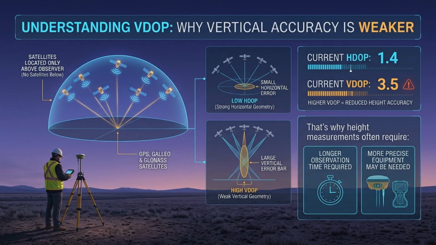Why? Because satellites are located above the observer, not below. This weakens the geometry in the vertical direction and increases VDOP values. That's why height measurements often require longer observation time or more precise equipment.